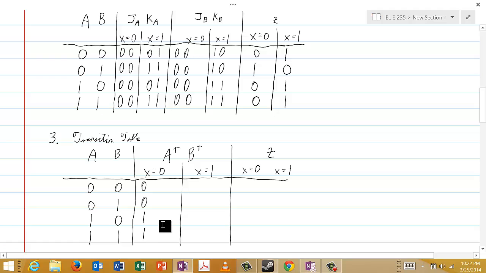Okay, now what about B? Well, for X equals 0, JB and KB are also both 0 in every case. So B plus will also be equal to B in the X equals 0 column. So we have 0, 1, 0, 1, that's the value of B, and likewise then that will be the value of B plus, 0, 1, 0, 1.